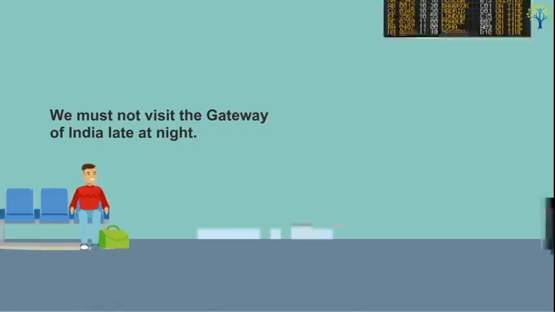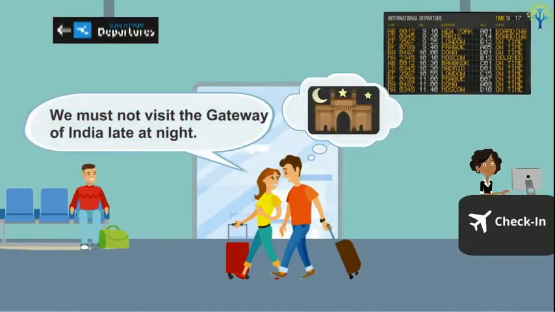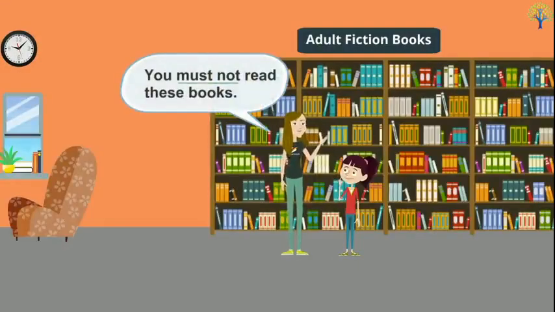To form a negative sentence, use must not in place of must. Follow the same word order. For example, we must not visit the Gateway of India late at night. Or, you must not read these books.